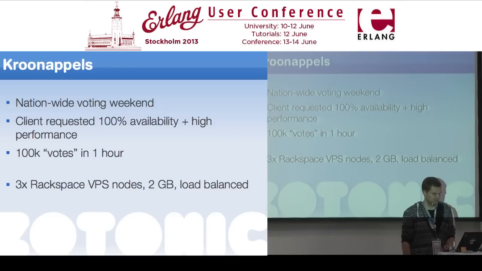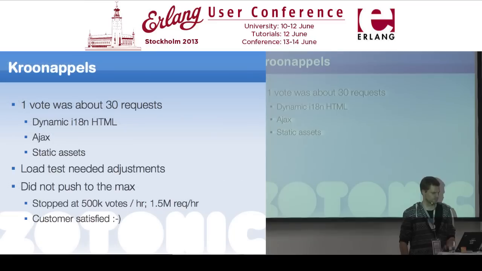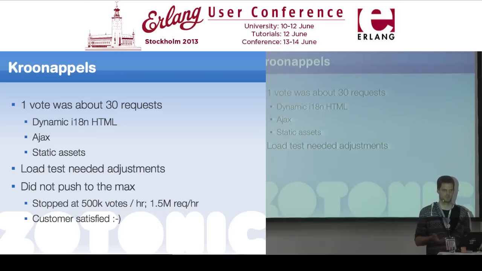We ran this on 3 VPS machines, not really big VPS nodes, but enough, as we found out, with 2 gigabytes, plus a load balancer. The requests consisted of a mixture of everything: dynamic stuff, no WebSockets but some AJAX, and some static assets that were also just served off Zotonic, because why not?